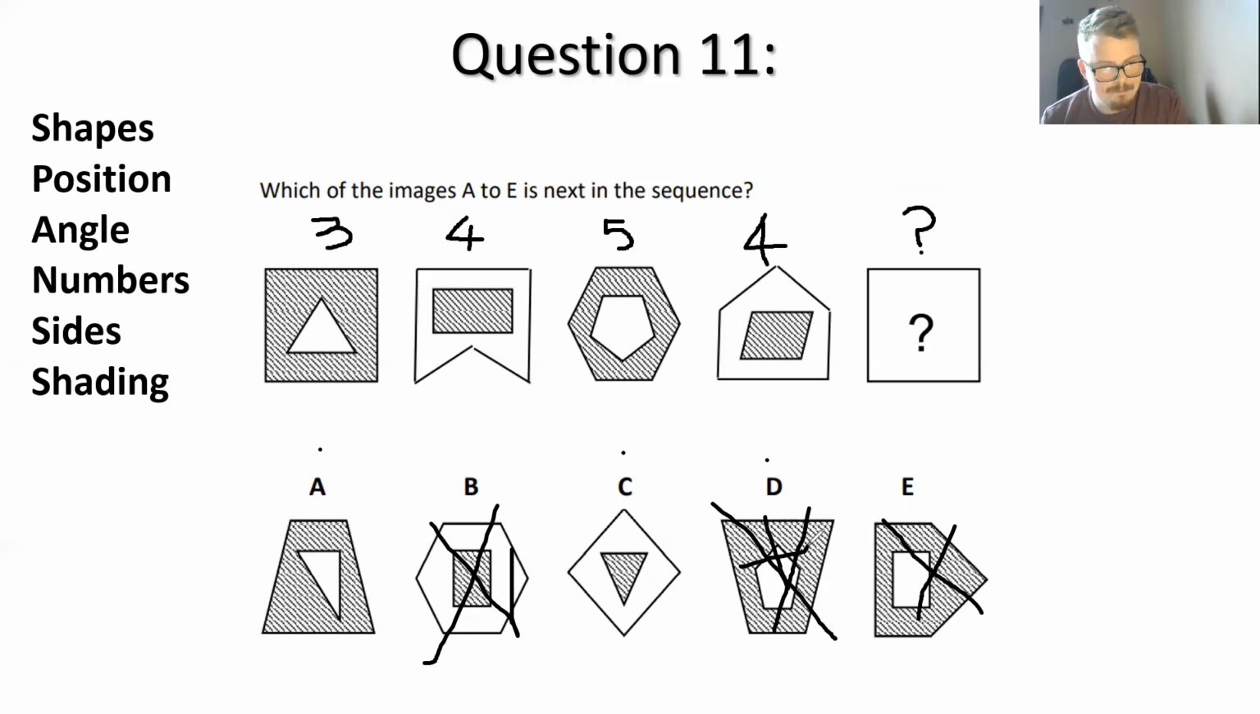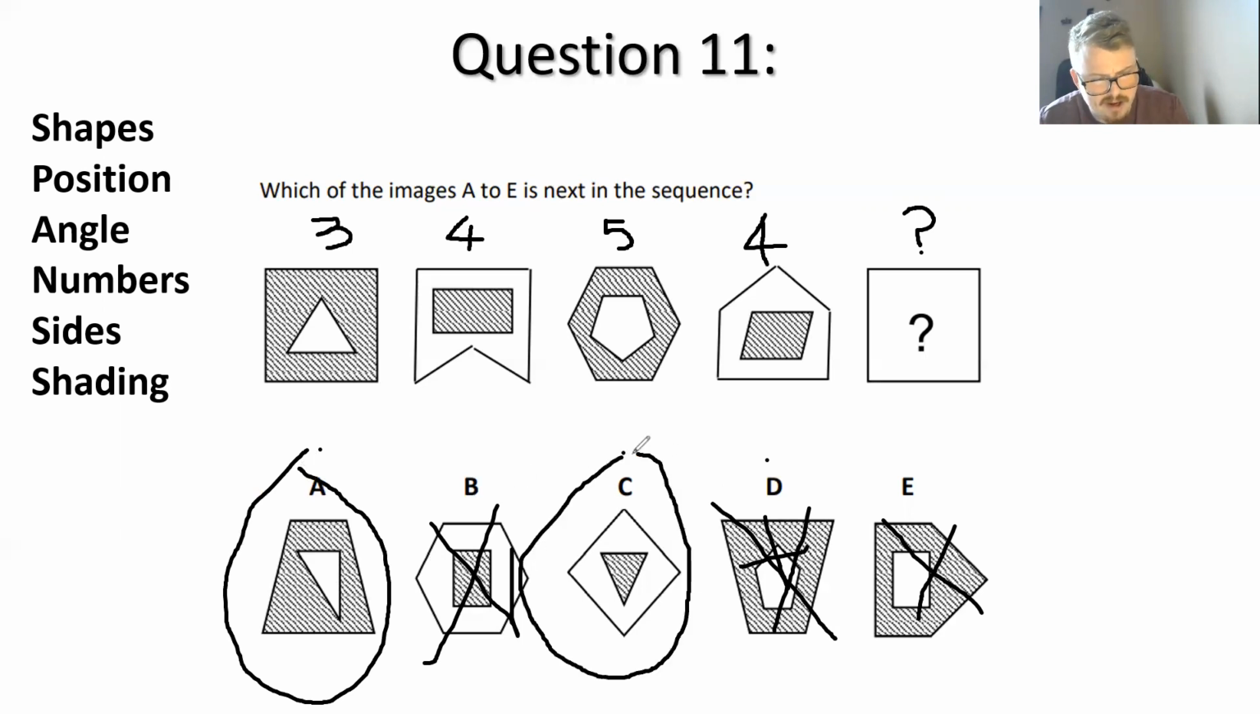Okay. So now let's talk about the position. Now the position is pretty consistent throughout. It's got an outside shape and then a shape bang in the middle. And this answer has an outside shape and a shape bang in the middle, as does this shape. So really the position isn't going to help us much. So let's look at angle.